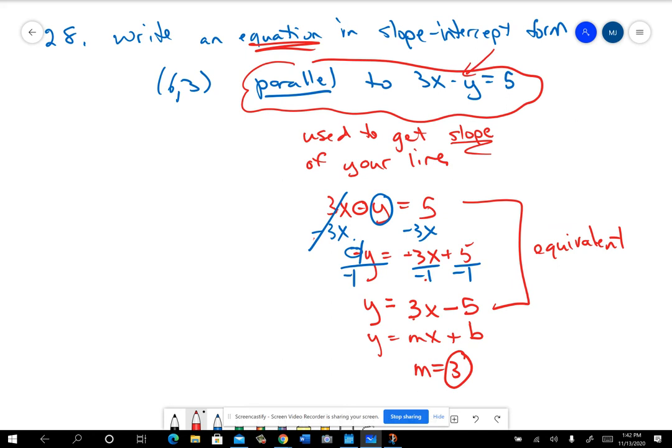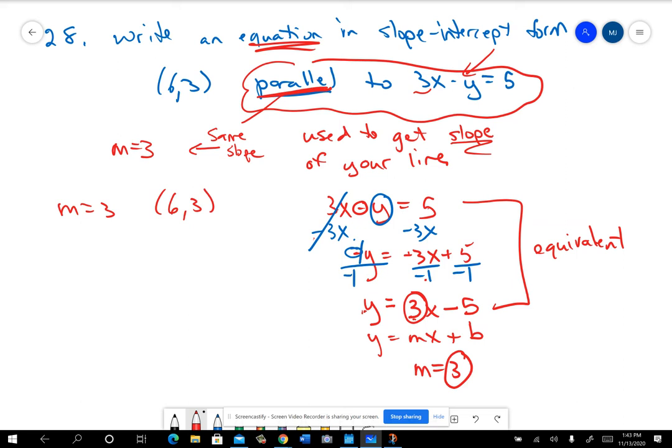Okay. Now, by the way, don't think it's 3 just because of the number in front of the x. It's 3 because after I solve and get the y by itself, it's 3. If you just always take the number in front of x, you're not going to be right all the time. All right, now the lines are parallel. So that tells me my line should have the same slope as the given line. So I know m has to be 3. So now I know my slope is 3 and I have the point (6, 3).